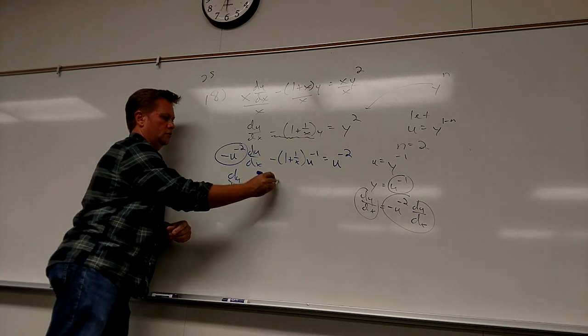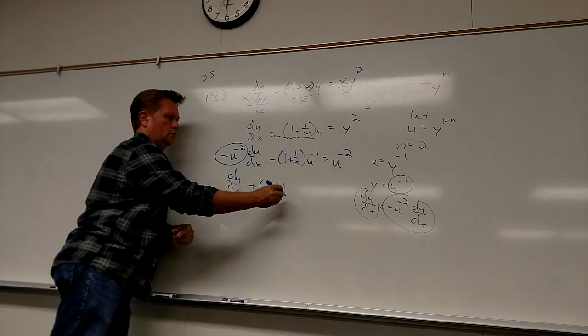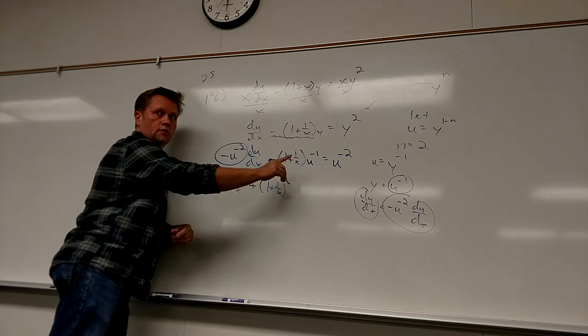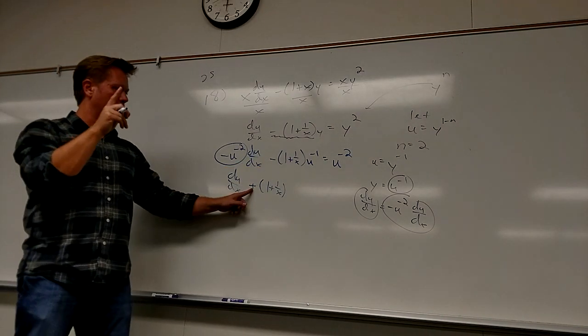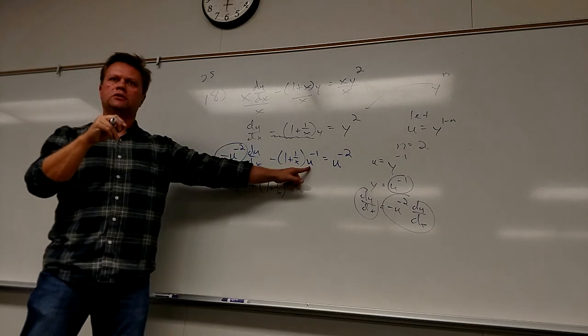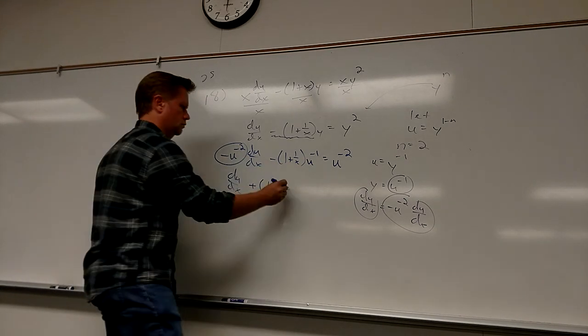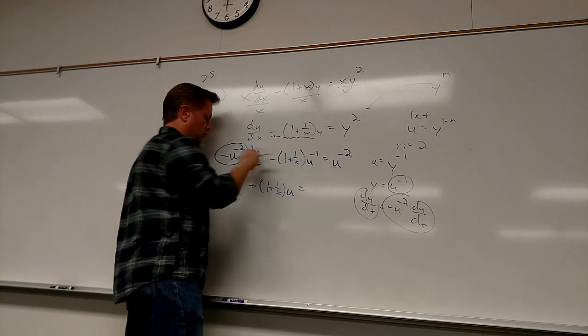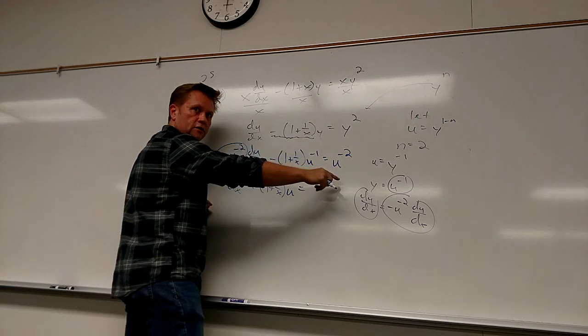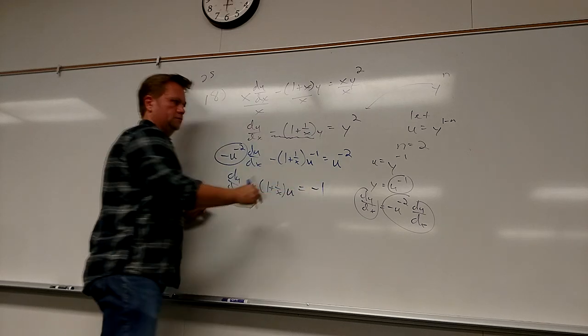Plus, what am I multiplying by? Negative, that's why that became plus u squared. So what's u squared times u negative 1? U. And of course, negative u squared times u negative 2 is negative 1.